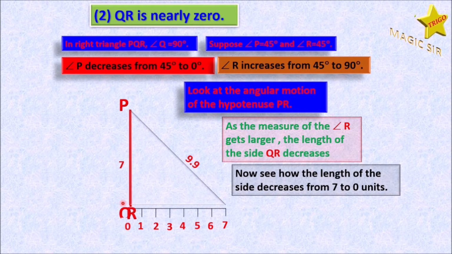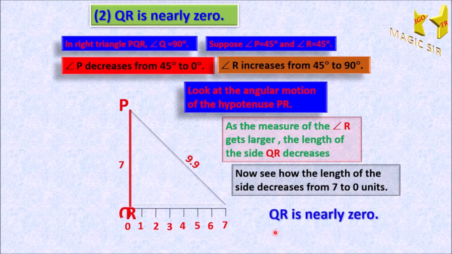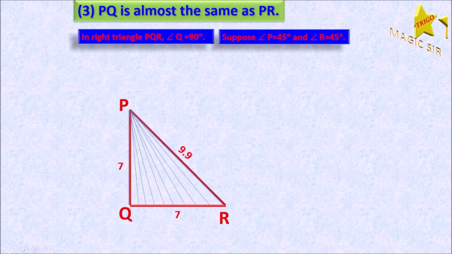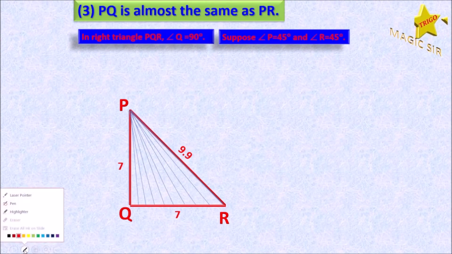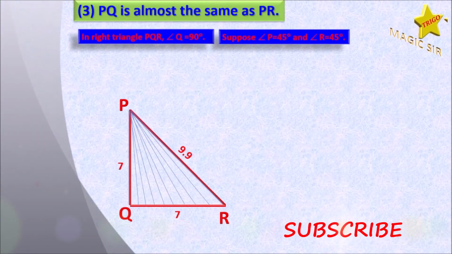We know that there is no possibility of side QR equal to 0 in right triangle. So we take QR is not equal to 0 but QR is nearly 0, that is QR is approximately equal to 0. Our third point is PR is almost the same as PQ.